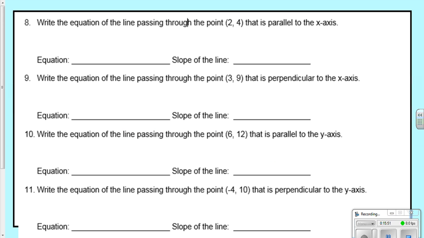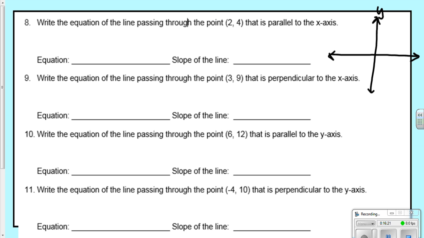Okay, a couple more. Write the equation of a line passing through the point (2, 4) that is parallel to the x-axis. Number 9, write the equation passing through that's perpendicular to the x-axis. 10, parallel to the y. 11, perpendicular to the x. I think that these should be quick to most of you, super duper slow to a small portion of you, and I'm hoping that small portion of you, this will fix it. Before we get started, I'm going to draw my axes and make sure that we're clear on where those are, because if you don't know that, the whole thing's going to be hard.